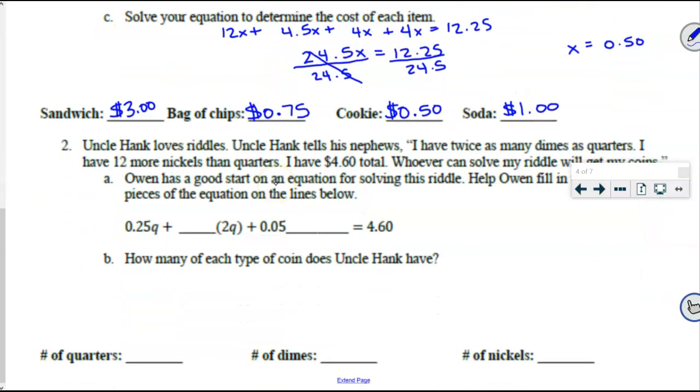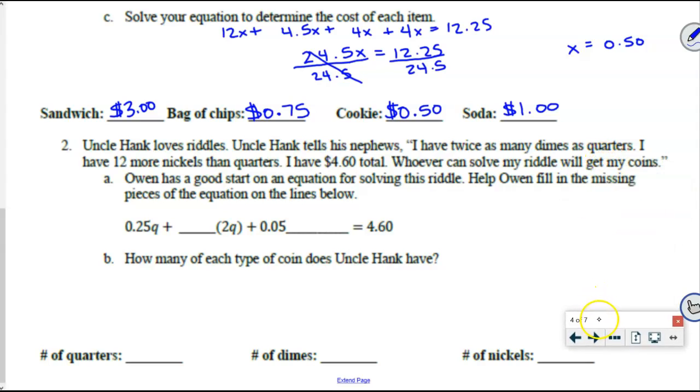Okay, I really like this one, and I am going to assign this as kind of a fun sort of homework problem. If you can answer this question, I will give you some money. Because this is Uncle Hank. Uncle Hank loves riddles. Uncle Hank tells his nephews, I have twice as many dimes as quarters. I have 12 more nickels than quarters. I have $4.60 total. Whoever can solve my riddle will get my coins.